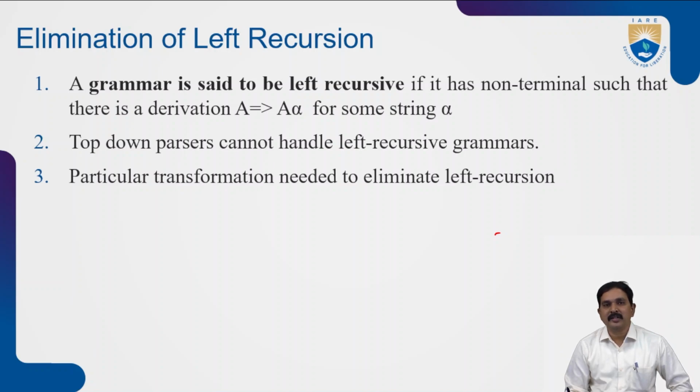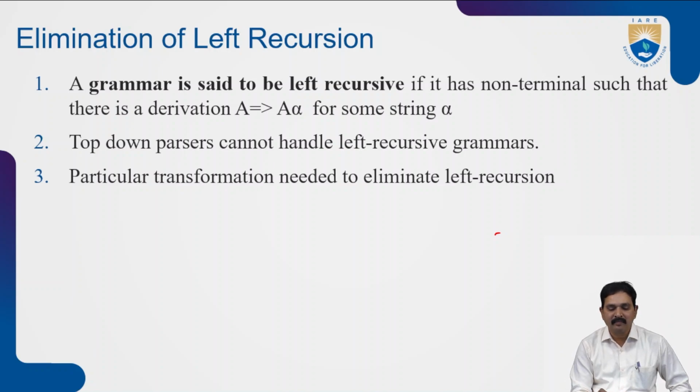From the compiler construction point of view, a grammar is good when it is unambiguous, and the second point is no left recursion. That's why we are going to discuss this: if a left recursion problem occurs in the grammar, how can you remove that left recursion? That is what we are discussing today.